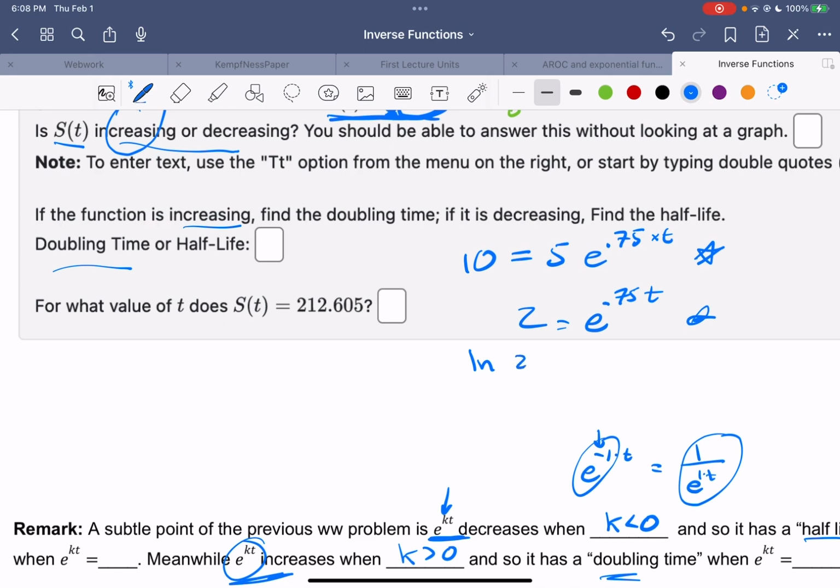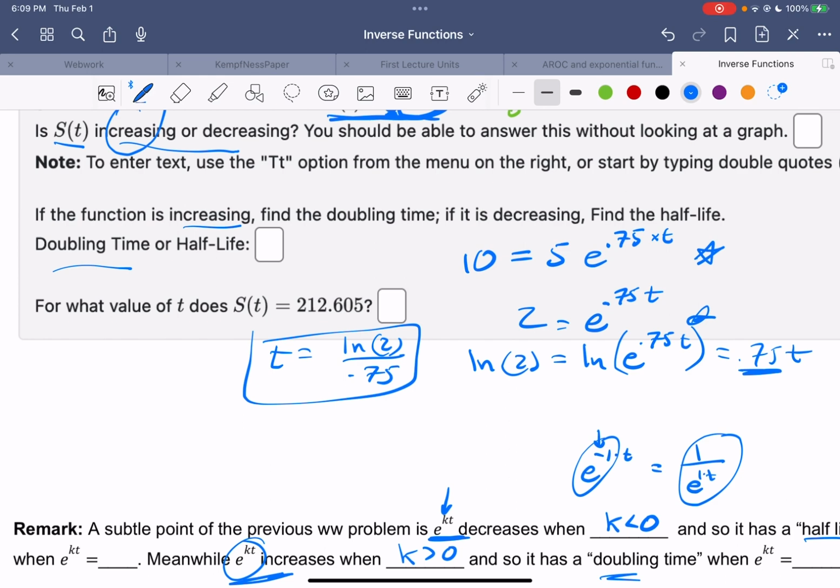We take the natural log of both sides. Why do we do that? Because natural logs tell you powers. So we have natural log, e to the 0.75t, and that's 0.75t. And you divide over the 0.75, and you find out that t is the natural log of 2 divided by 0.75. Okay, cool. That's the answer.